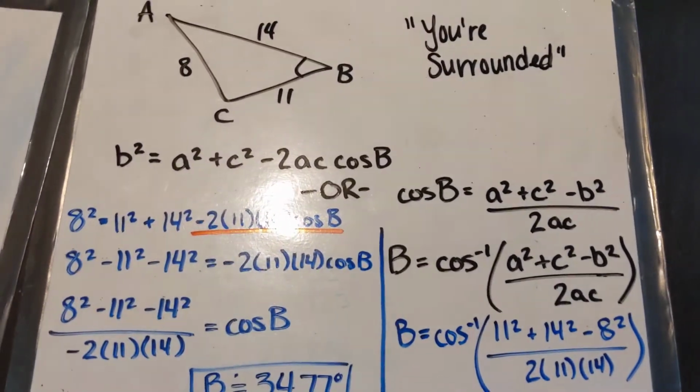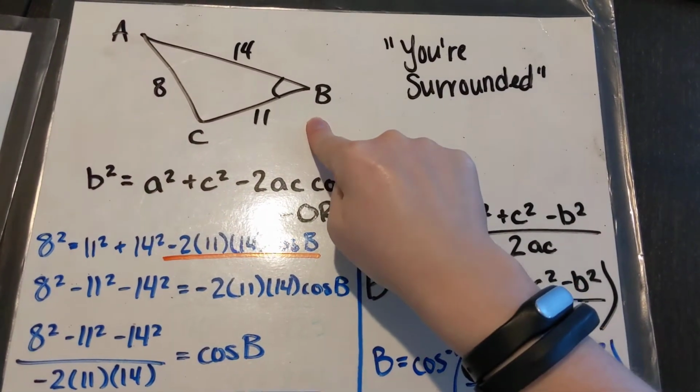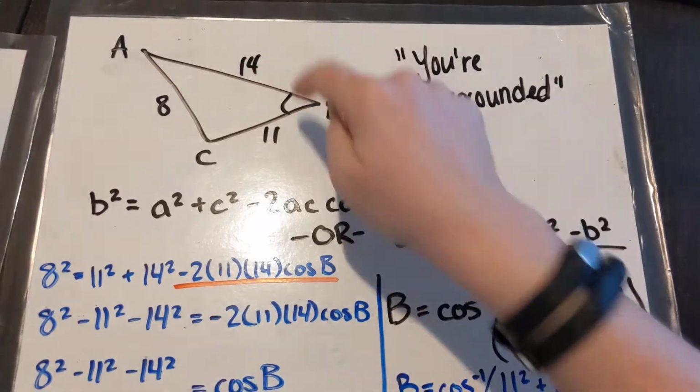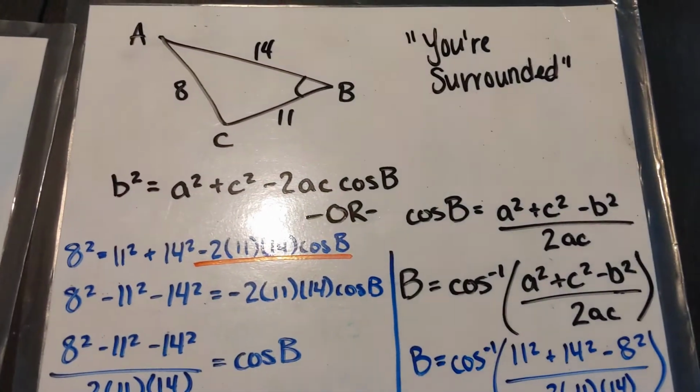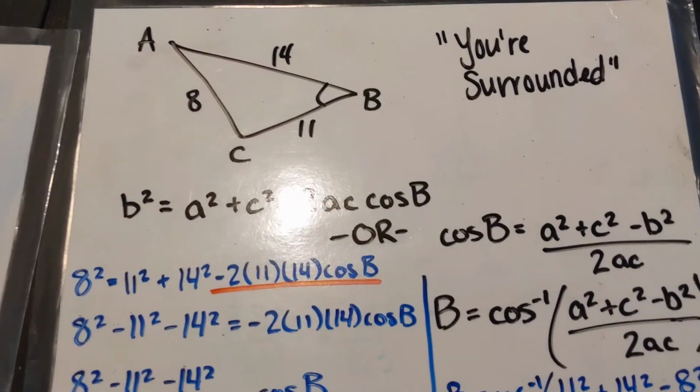Here is one more example of the cosine law. This is where you have all three sides and you're looking for one of the angles. I call this one "you're surrounded" because you have all the sides. So you have side, side, side, SSS, but you don't have an angle. When you have all of these, you can find any of the angles from this.